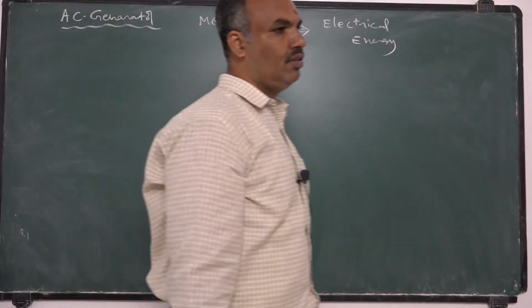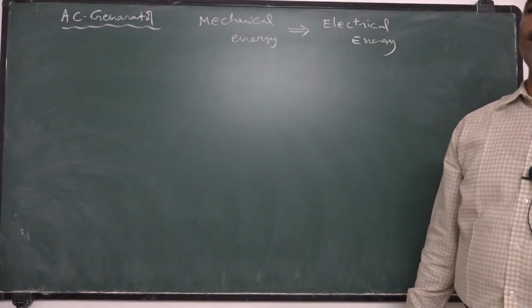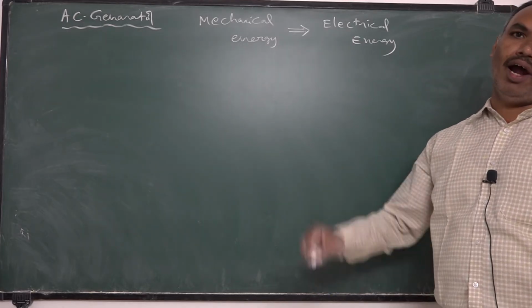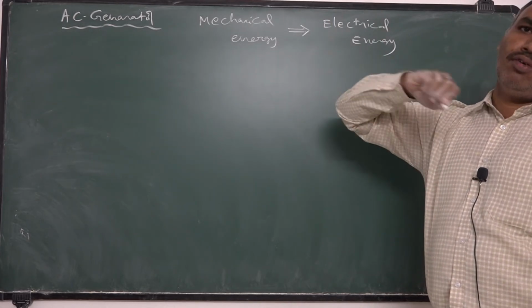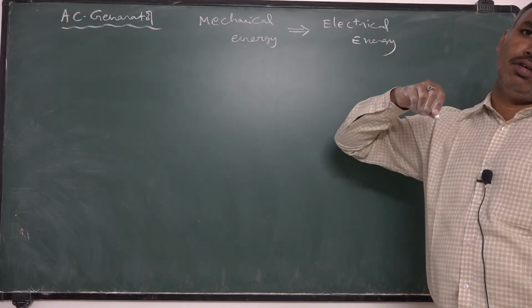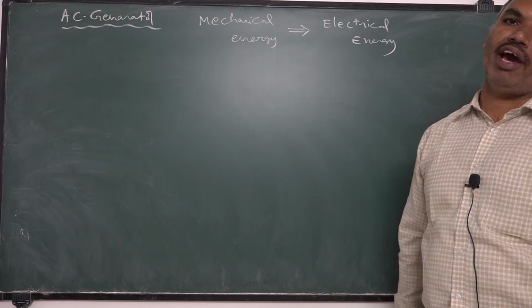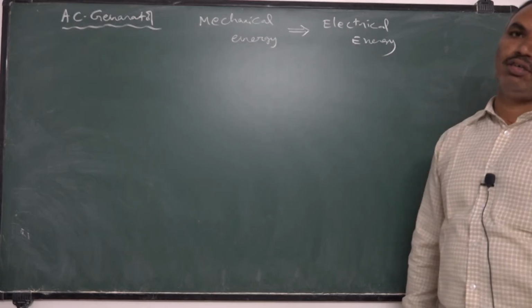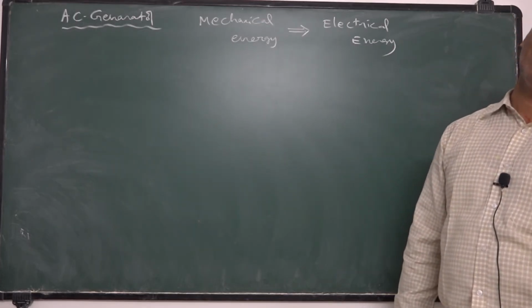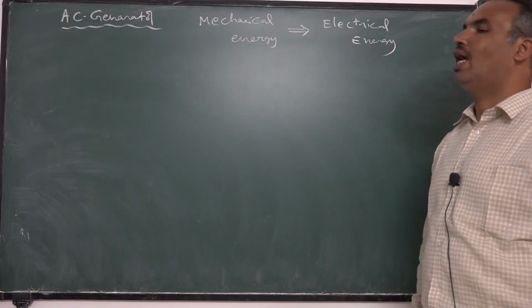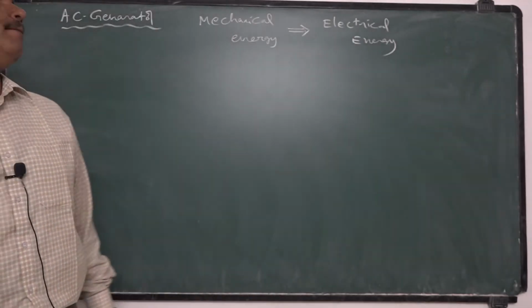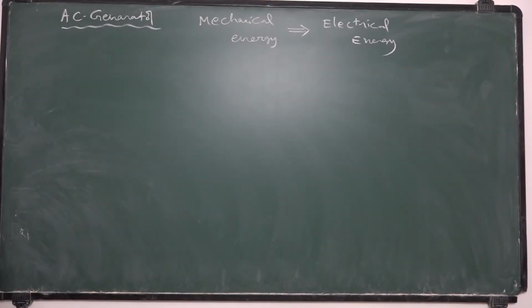Even in the case of wind energy, we use a very big fan-like arrangement. With the help of wind energy, we are rotating the fans. The fan is attached to an AC generator which converts the kinetic energy of the moving wind into electrical energy. So a wind vane is also an example of conversion of mechanical energy to electrical energy, which also involves an AC generator.